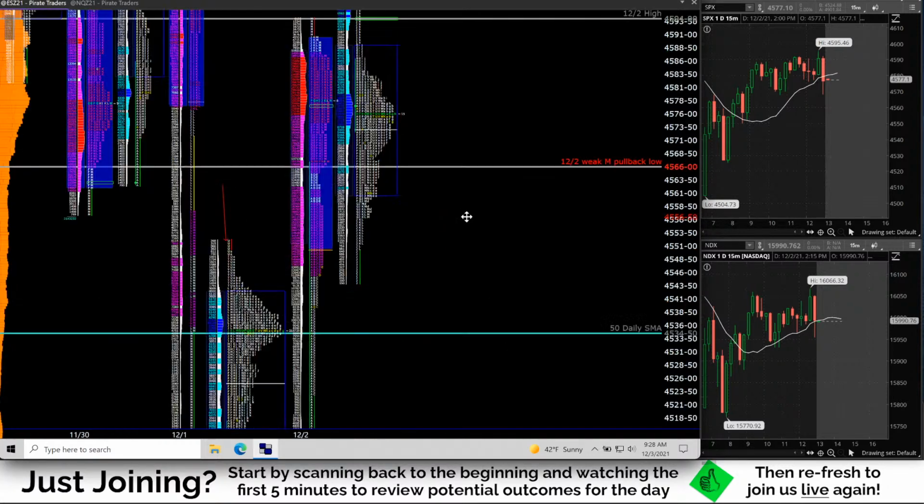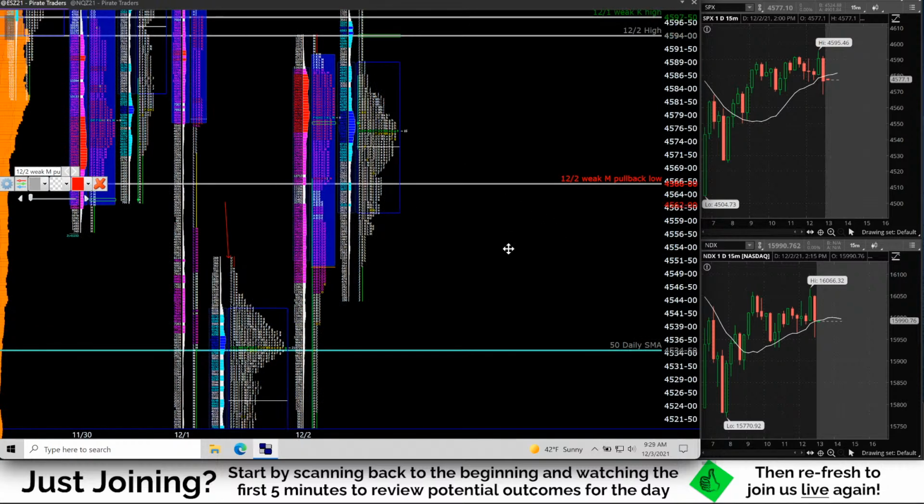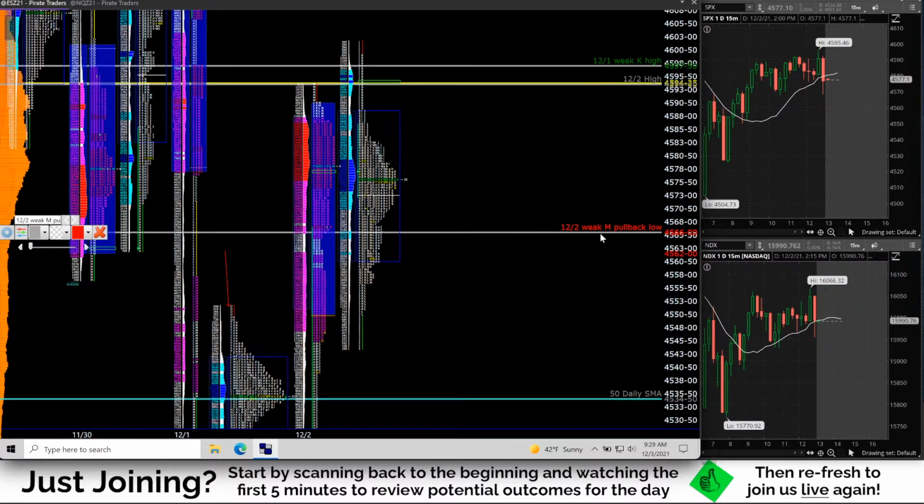We did leave behind a weak pullback low in the M period yesterday, so there's some smaller than average probability that needs to be repaired. But I certainly wouldn't get too obsessed thinking about it. As far as which is higher probability, up or down today, I honestly couldn't tell you. It's anybody's ball game at this point.